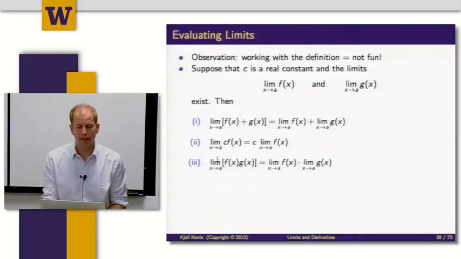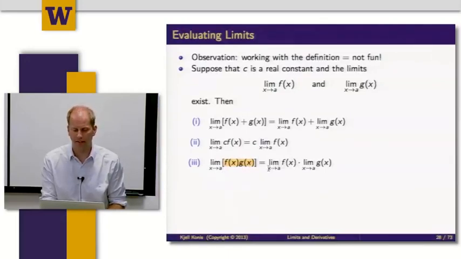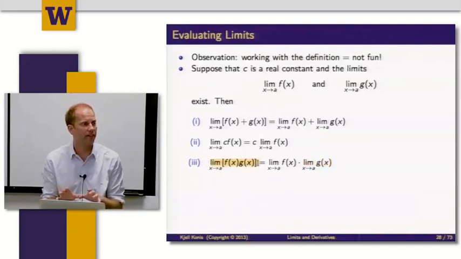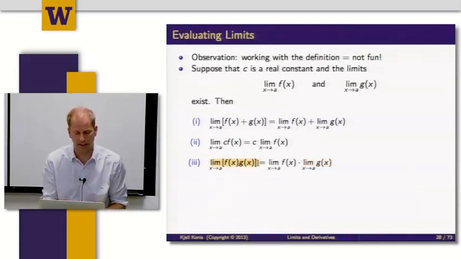The limit of a product, the limit as x goes to a of f of x times g of x is equal to the product of the limits. So here I have the limit of f of x as x goes to a and the limit of g of x as x goes to a, and I'm going to multiply those two numbers together, and that's going to be the same as the limit of the product of these functions as x goes to a.